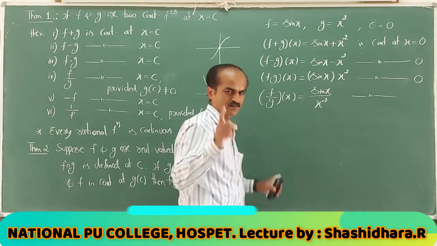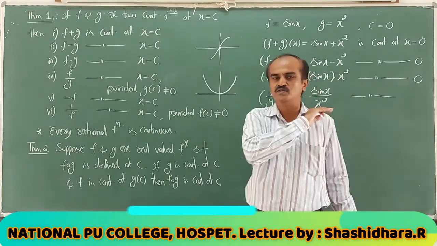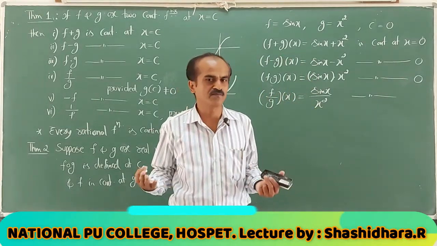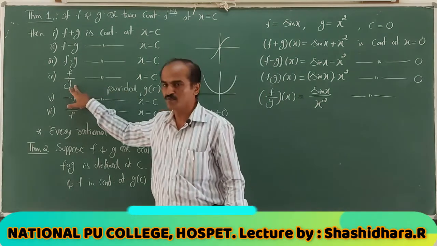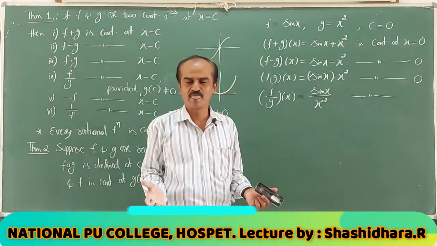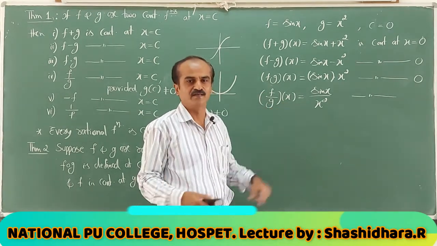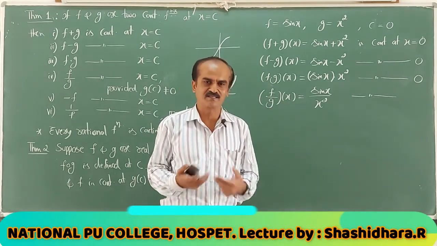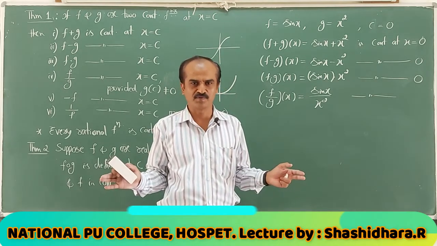No, it is not, because the denominator function at that particular point should be different from 0. Why? What is the reason behind that? Suppose the denominator becomes 0, the ratio is not defined, meaning f by g of c is not defined. If the function value does not exist, then it cannot be a continuous function. I hope you followed the property.